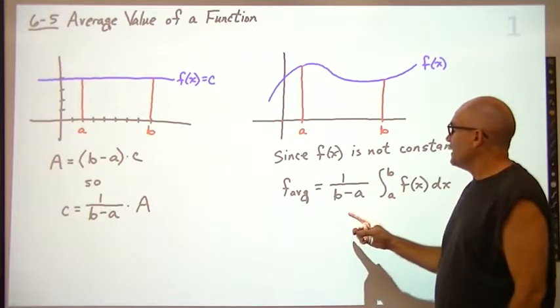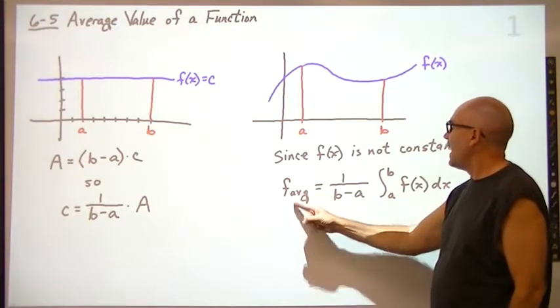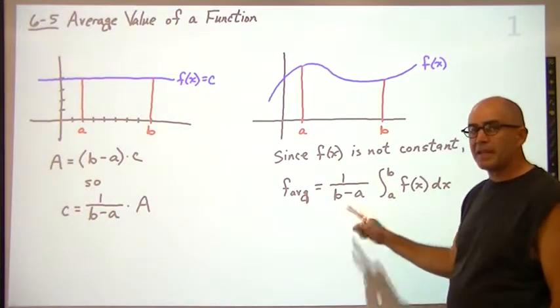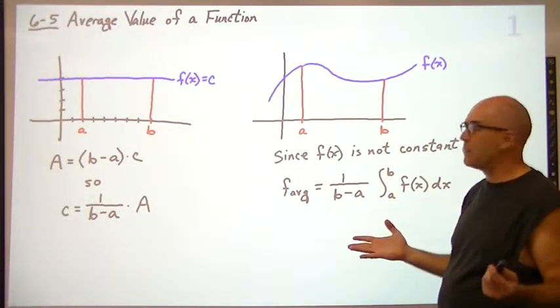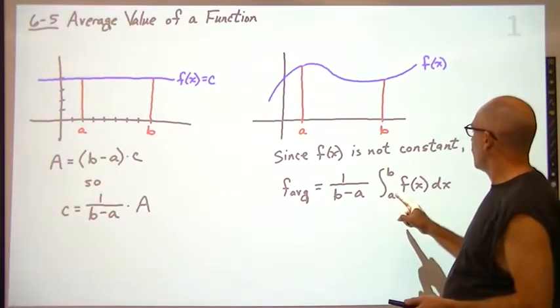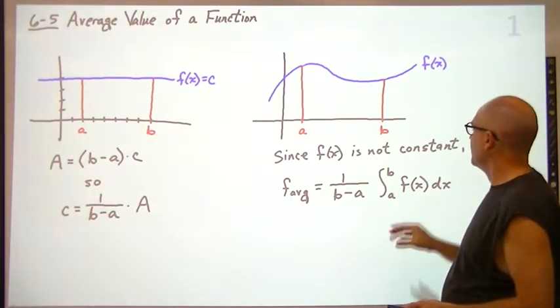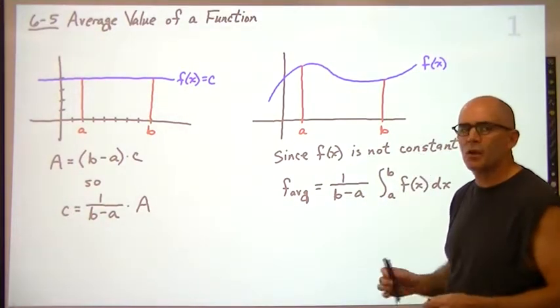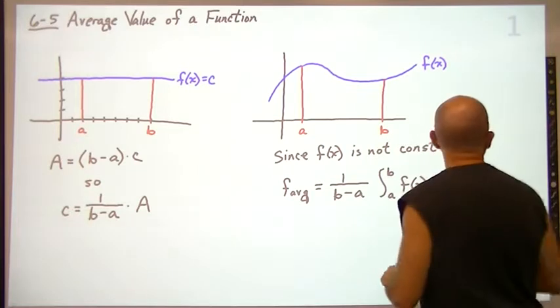Well, we're going to do it the exact same way. We're going to say the height equals the area divided by the base. That's all there is to this formula. So you just go 1 over b minus a times the integral from a to b of f of x dx. So area divided by base equals the height. All right, so let's try an example problem with that.